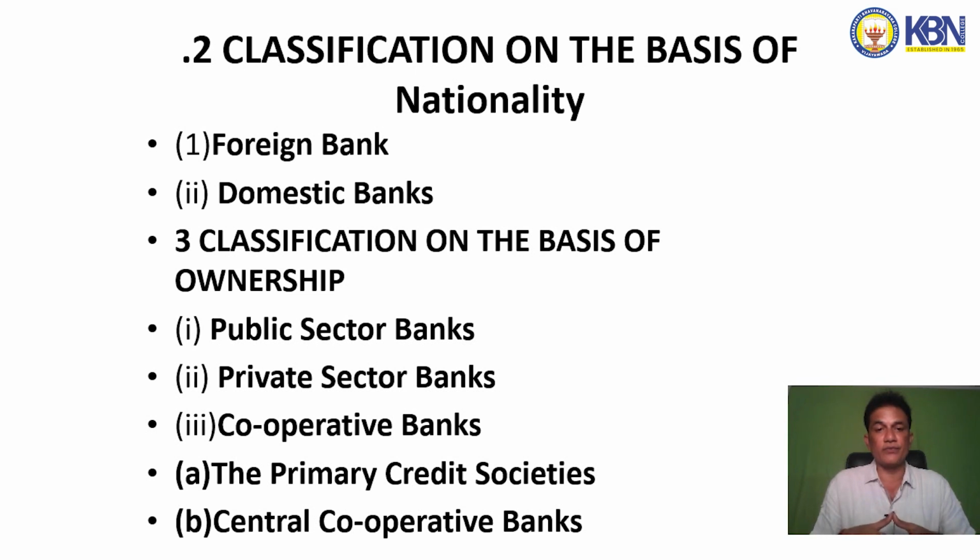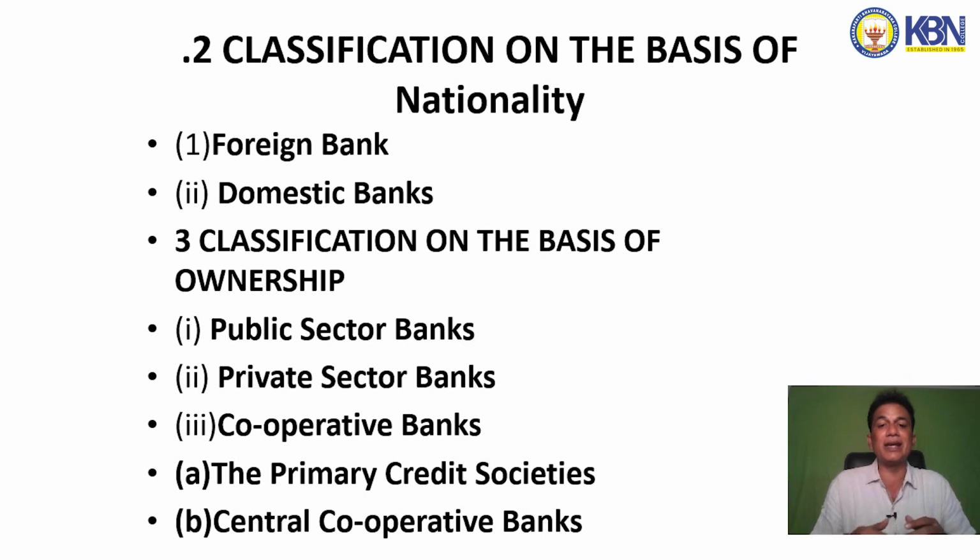Private sector banks are established and run by private people, individuals or companies, and that is called private banks. Cooperative banks. The cooperative movement was started in India in the year 1904. The Cooperative Societies Act was established in India in 1912. What is a cooperative bank? A group of like-minded people can make an association and do banking business. That is called a cooperative bank. An association of persons establishing a bank is called a cooperative bank.